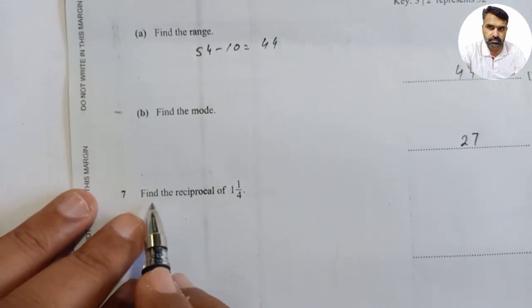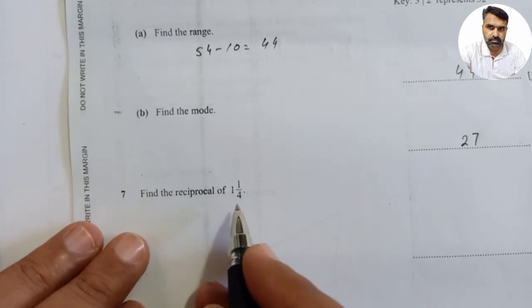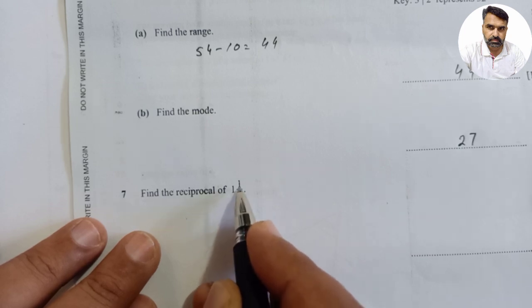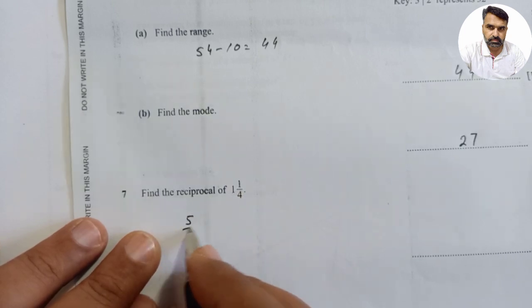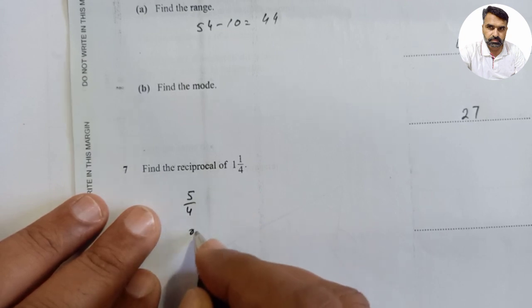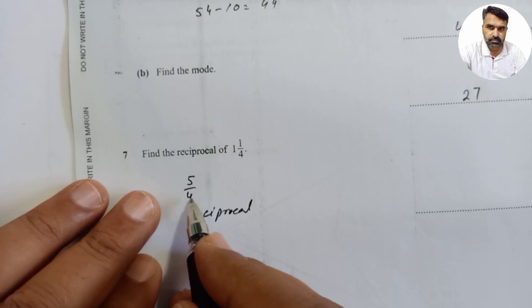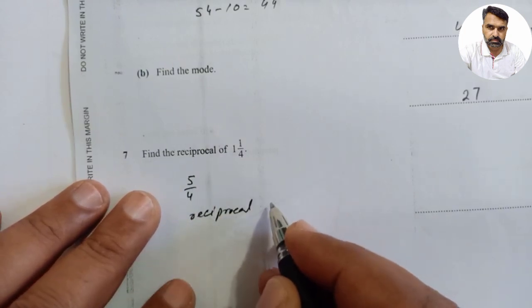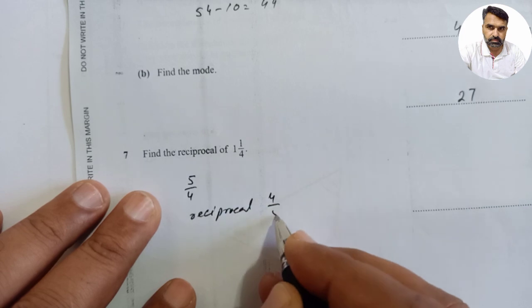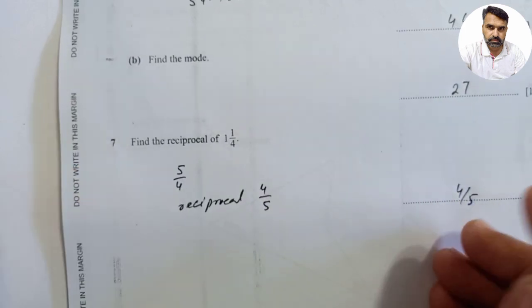Question number 7. Find the reciprocal of the mixed number 1 and 1 by 4. First we convert this mixed number into an improper fraction. 4 ones are 4 plus 1 is 5. It is 5 by 4 and its reciprocal is, reciprocal means to convert the numerator into denominator and the denominator into numerator. It will become 4 by 5. So the reciprocal is 4 by 5.